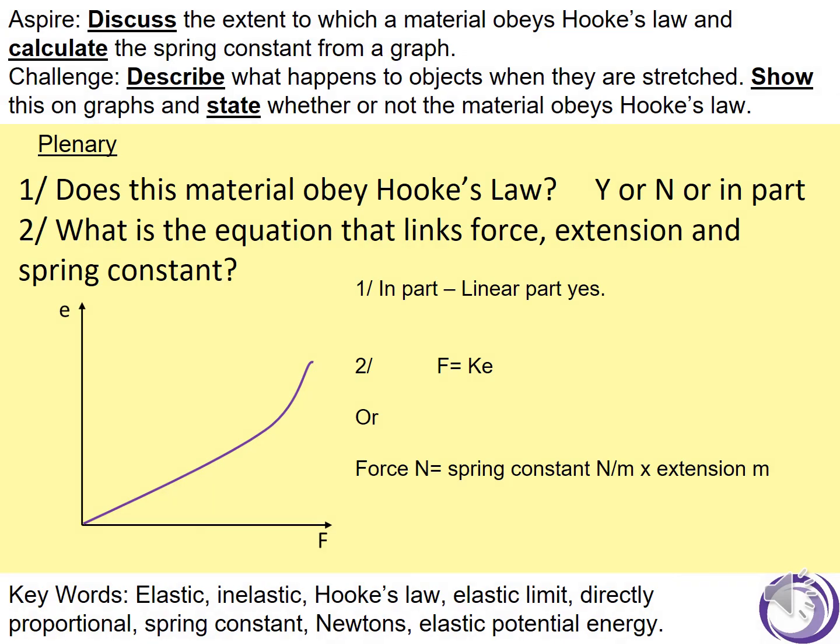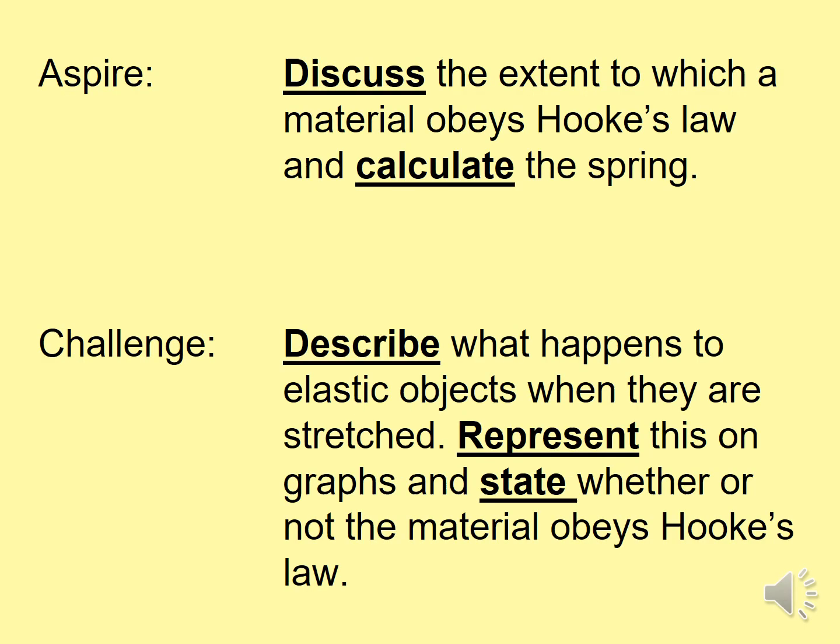So we'll finish by just looking through our learning outcomes for today. First of all, for the challenge, we have described what happens to elastic objects when they are stretched. We've represented it on graphs or seen that happen. We stated whether or not the materials obey Hooke's law, which should be a linear or straight line. And then for the Aspire, we've discussed the extent to which materials obey Hooke's law, and we have seen how to calculate the spring constant.